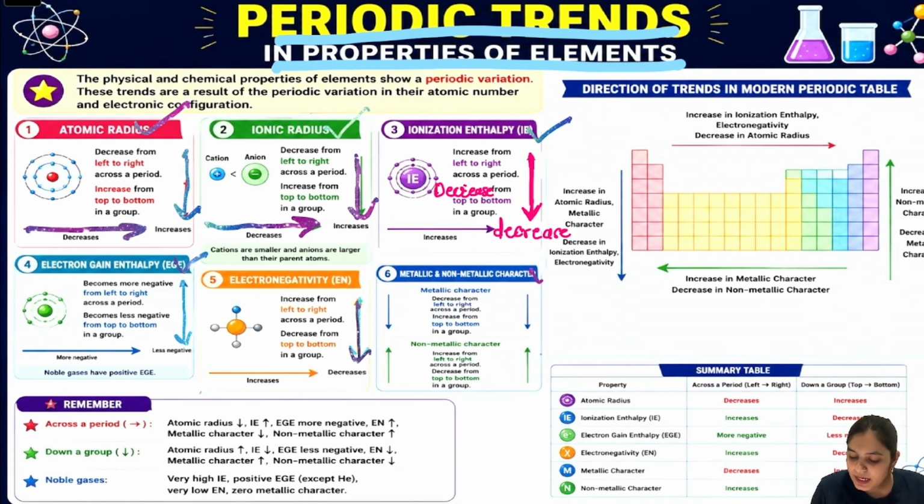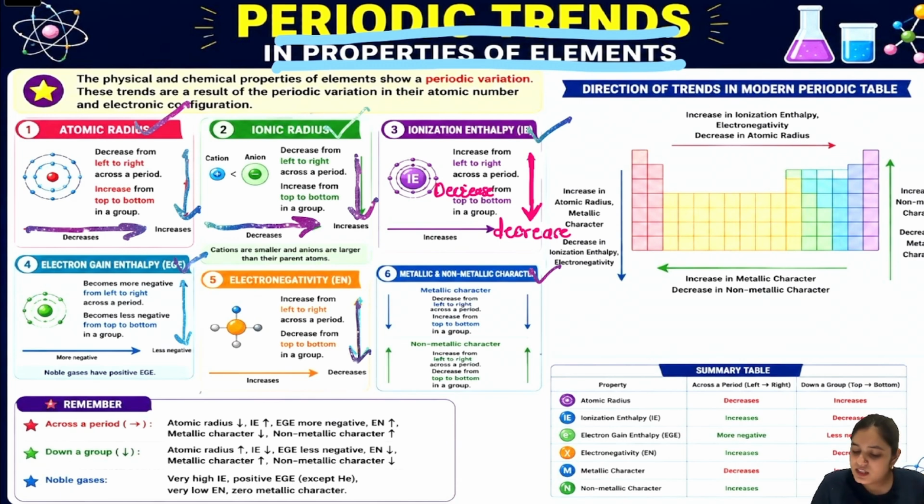Next is metallic and non-metallic character. Metallic character means the tendency of an atom to lose electrons. Across a period, the metallic character decreases because the atom holds its electrons more strongly. Down a group, the metallic character increases because the atom loses electrons more easily. On the other hand, the non-metallic character shows the opposite trend. It increases across a period and decreases down a group.